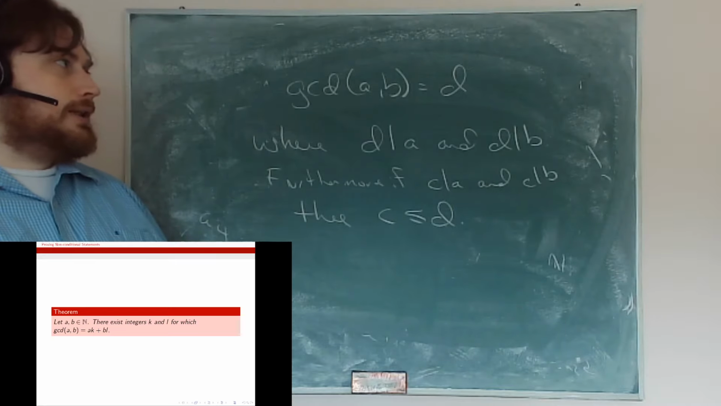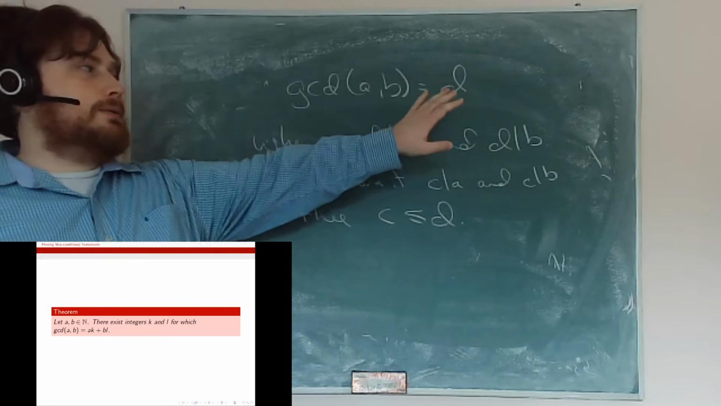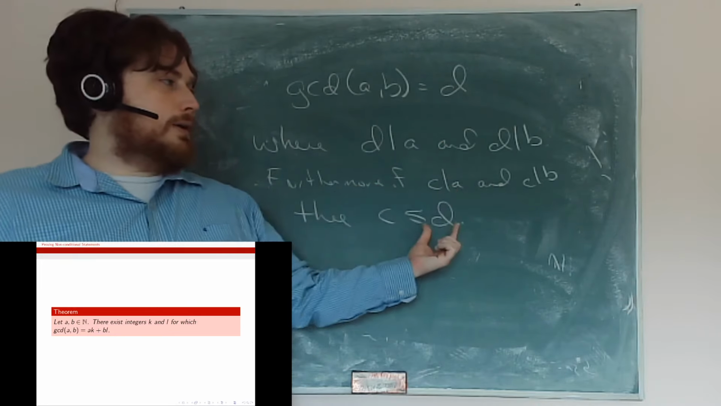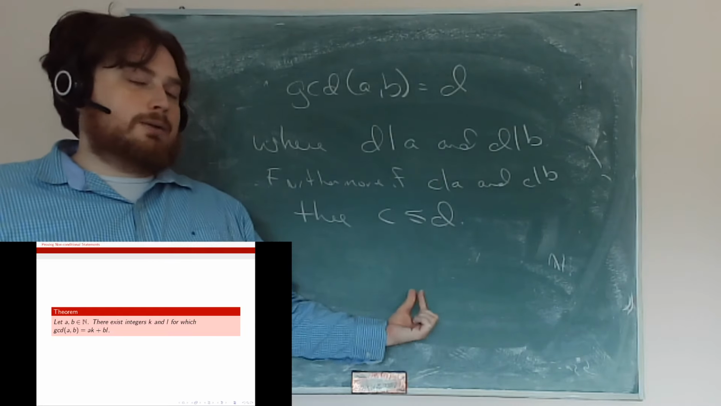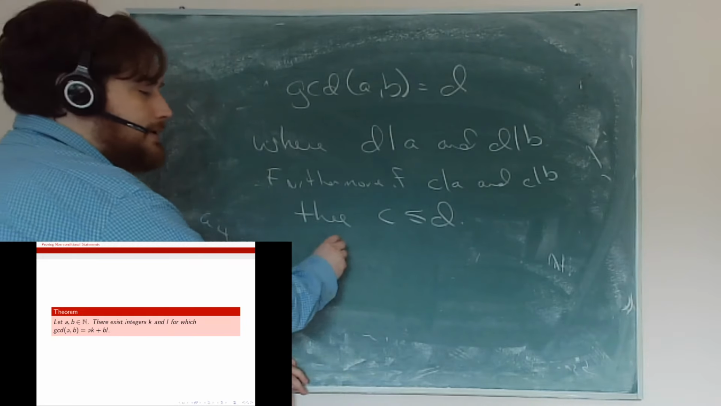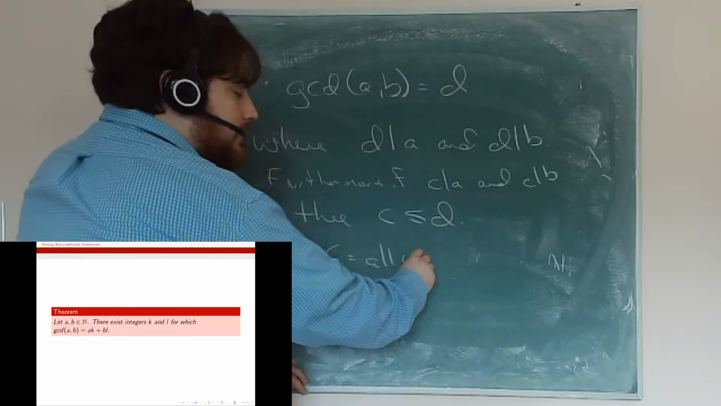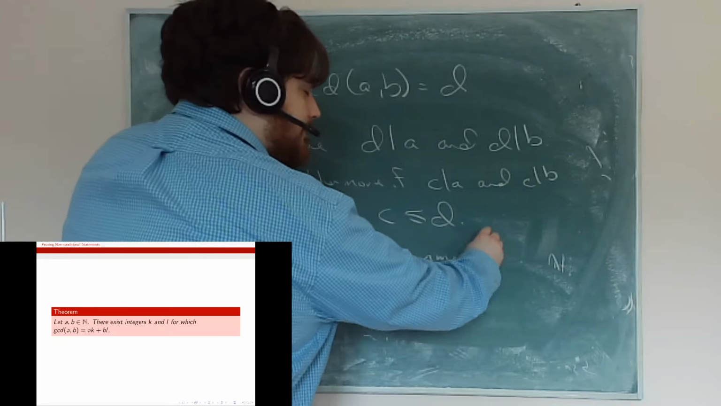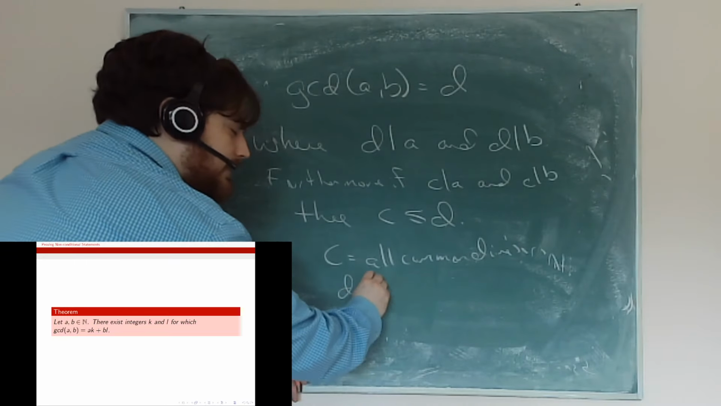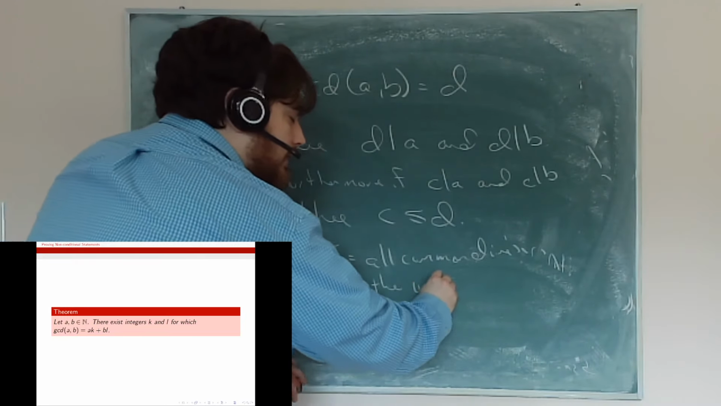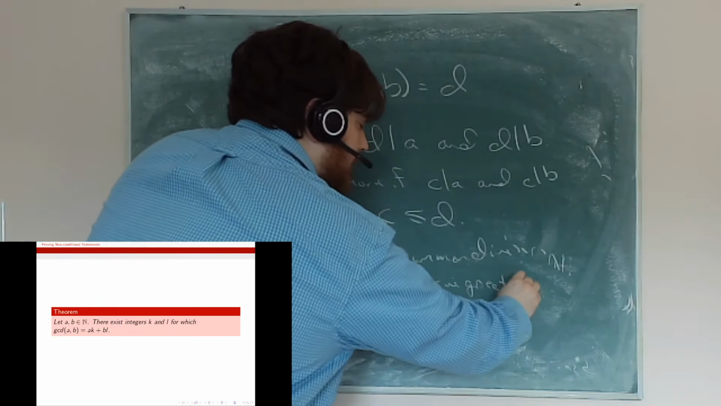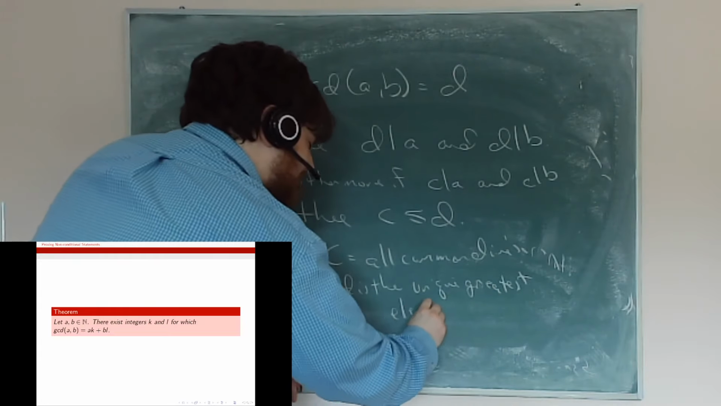So what we're trying to say here is that I'm going to call the greatest common divisor of A and B a common divisor of A and B, such that if I find any other common divisors, they're going to be less than or equal to D. So what that means is if I let, say, C be the set of all common divisors, D is the unique greatest element.